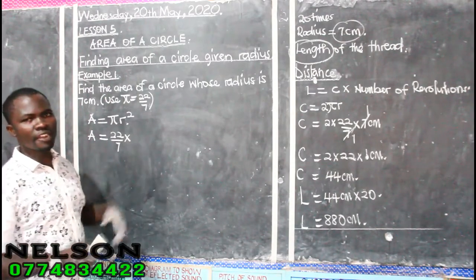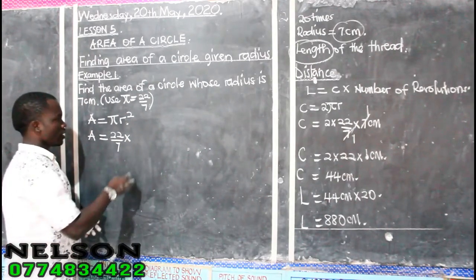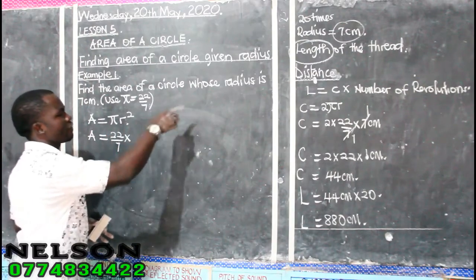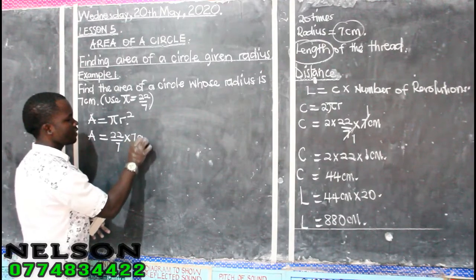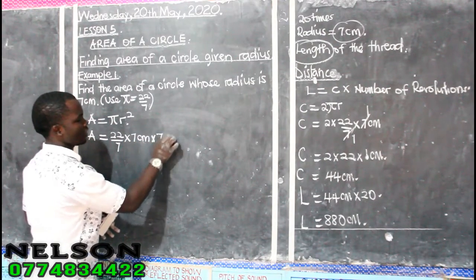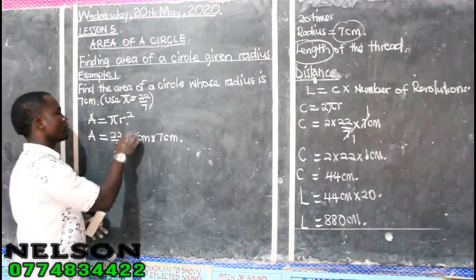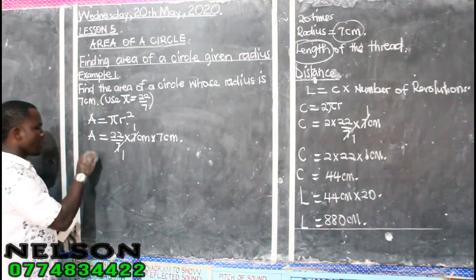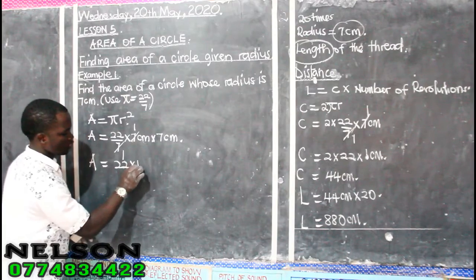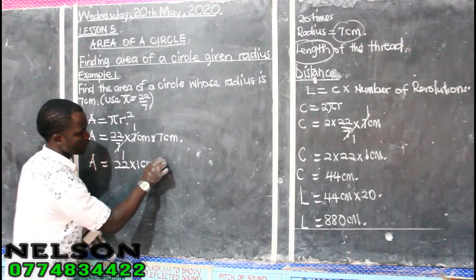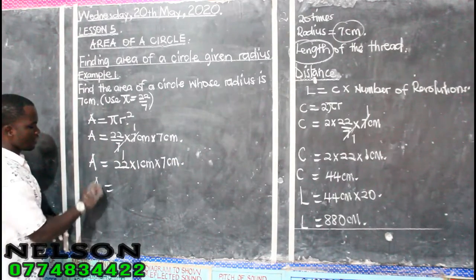times, what does r squared mean? It means that you're going to multiply r twice. And the r means the radius, and the radius is 7 centimeters. And this will be 7 centimeters times 7 centimeters. Okay? By 7 once, by 7 once. So our area of this circle here equals 22 times 1 centimeter times 7 centimeters. This will give our area.